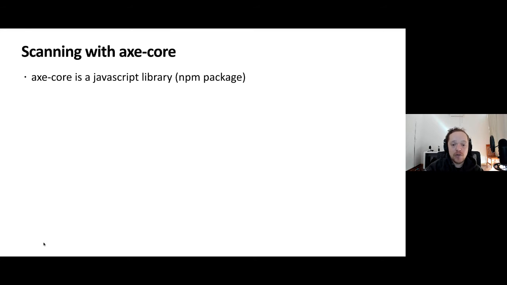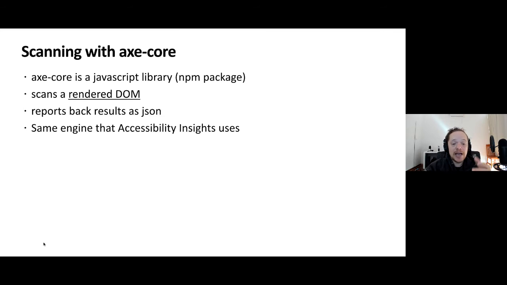So Xcore is a JavaScript library or NPM package. You can run it from any of the packages. It scans a rendered DOM, so HTML or your web app or even Android. It reports back as JSON, and it uses the same engine as Accessibility Insights. So Accessibility Insights is the main testing tool.